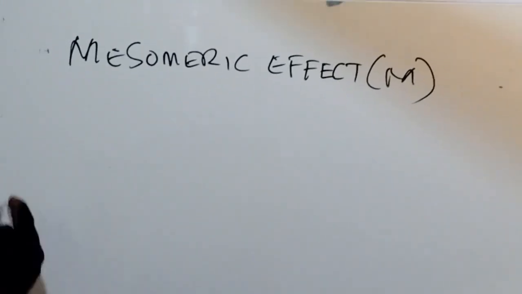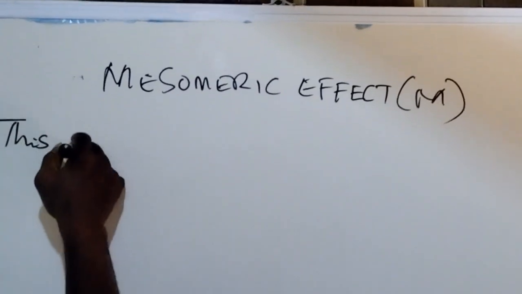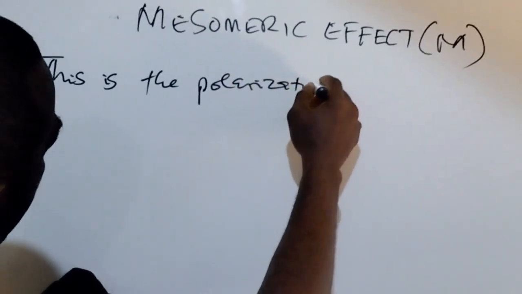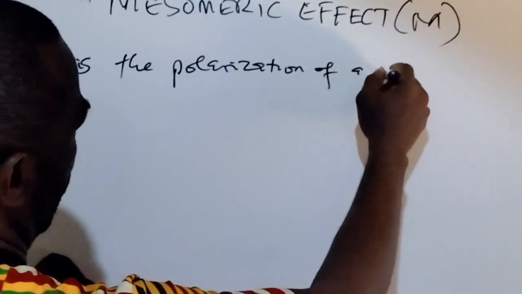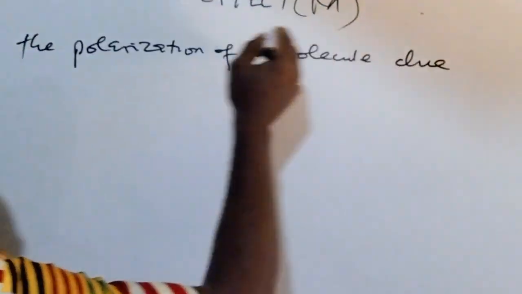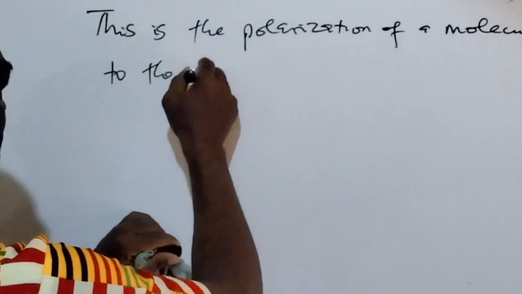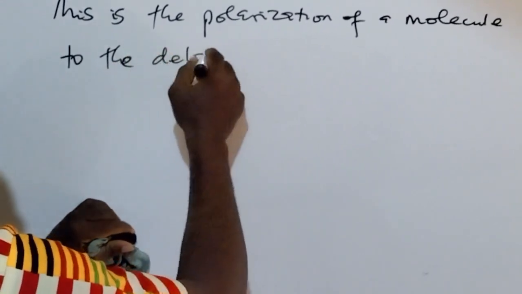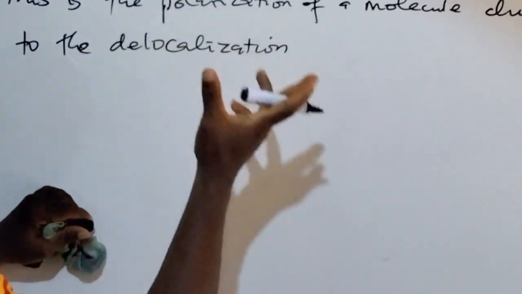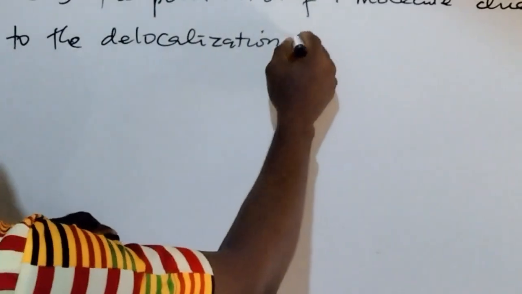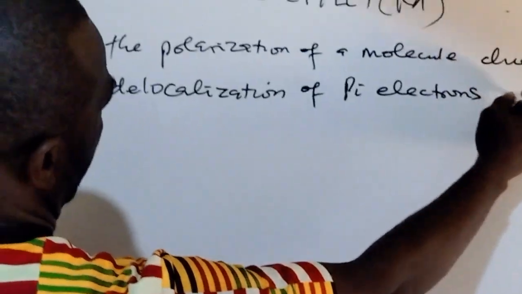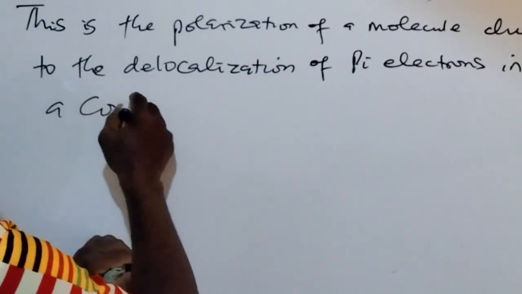So we'll say this is the polarization of a molecule due to the delocalization of electrons. The word delocalize means shift in position of pi electrons in a conjugated system.